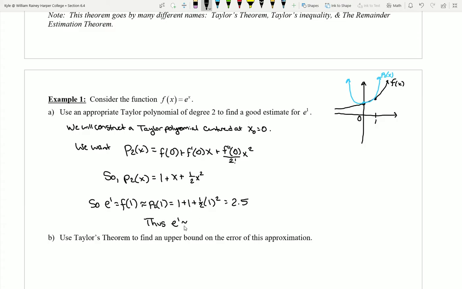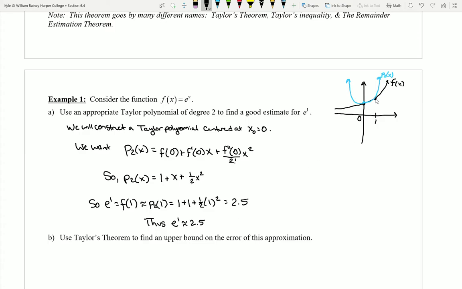E to the first is roughly 2.5. Now, if I look at the picture here, this may or may not be a perfectly accurate sketch, because we actually know that the value of e is somewhere closer to 2.72-ish, 2.71-ish. So it's going to be pretty obvious to see here that we've kind of underestimated this value. But again, it's just meant to provide an estimation. It's a pretty decent estimation.